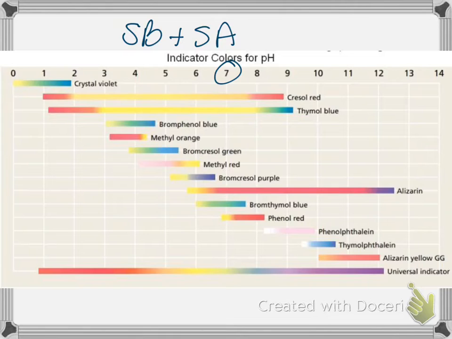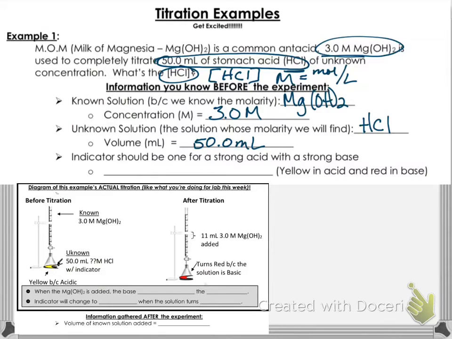So we want something that changes around 7. So if I look at this, there's probably a couple options we could use. The best one would be phenol red. It clearly goes from yellow to red right around a pH of 7. So that'll be a good indicator of when we stop adding that base to the acid. So in our case, we're going to use phenol red.